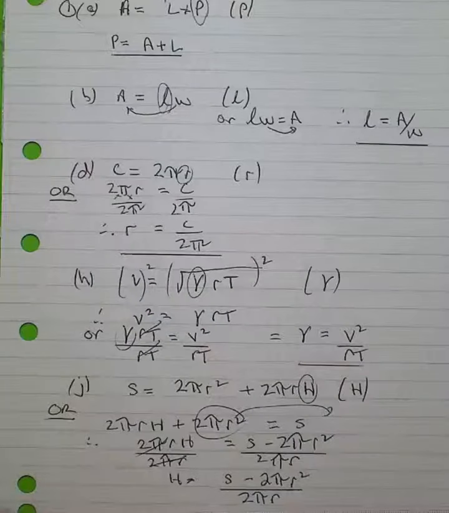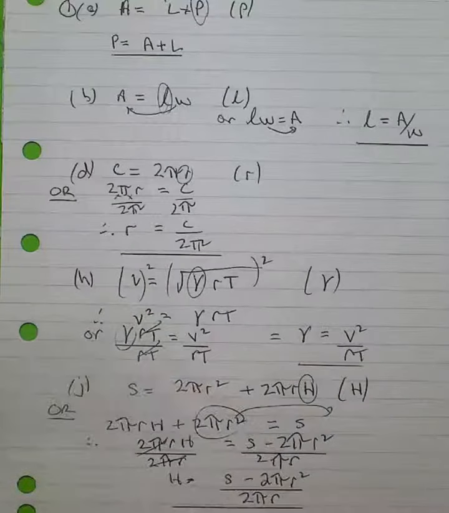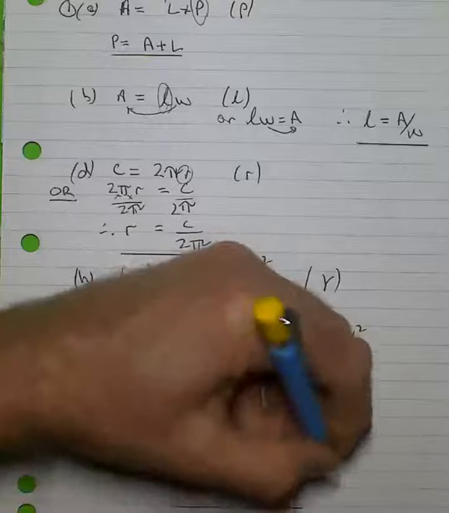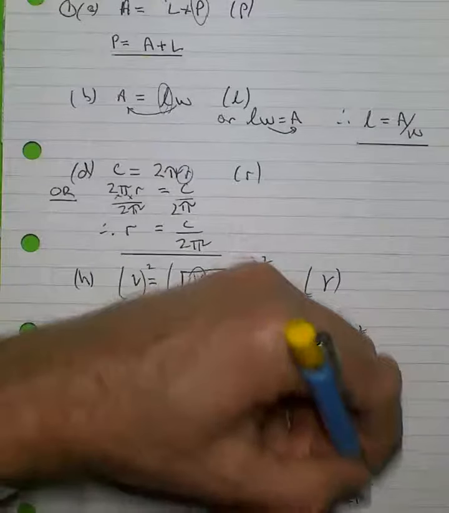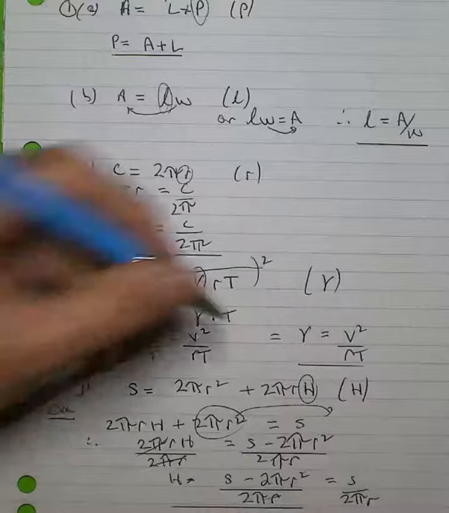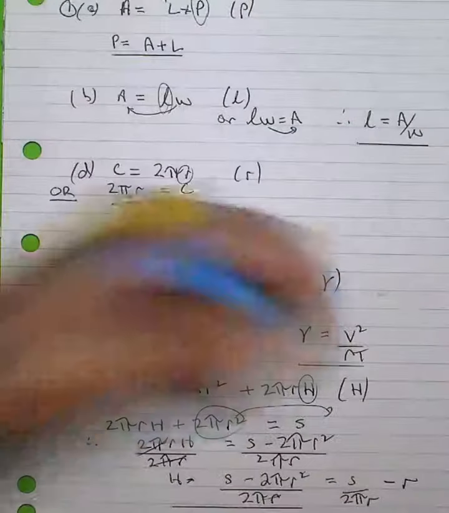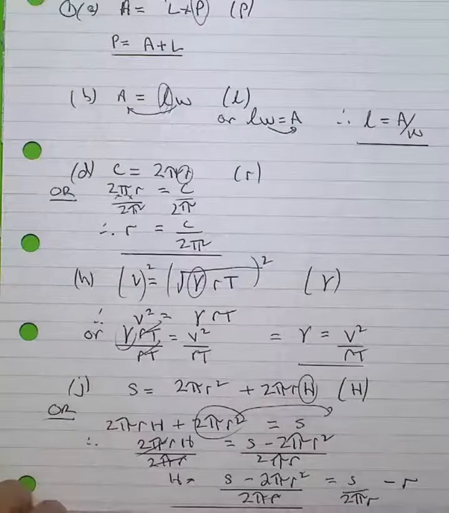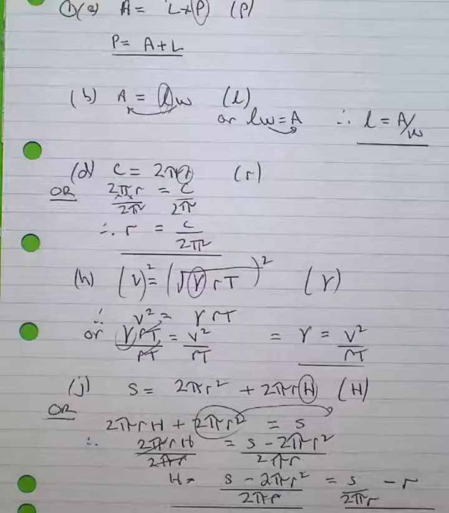Now, your teacher may or may not ask you to do the next step, but I could write that slightly more neatly as S over 2 pi r, and the 2 pi r cancels such that I'm left with minus r as a possible alternative answer.